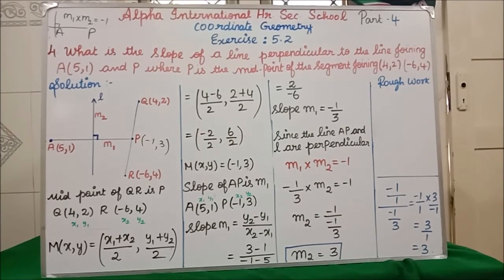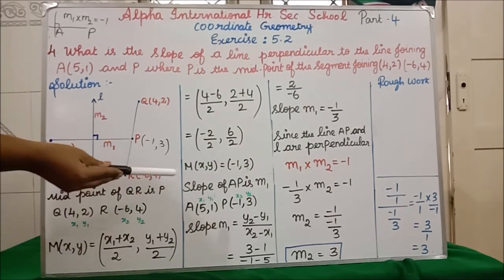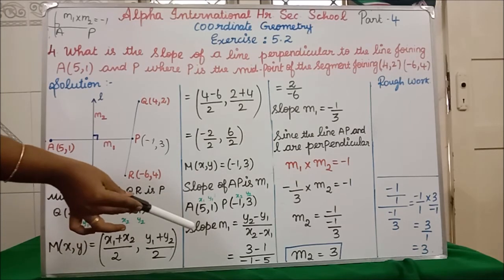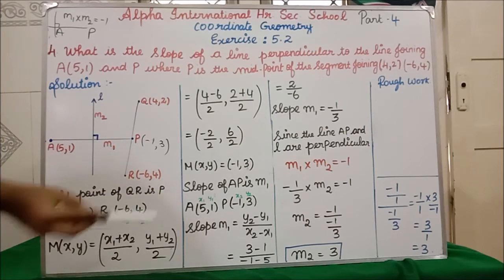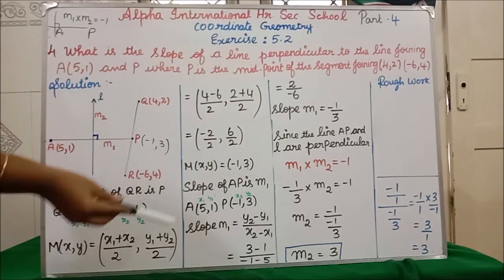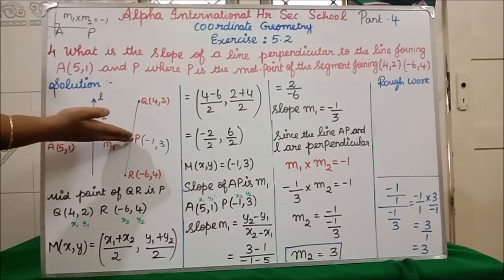See, y2 is 3, y1 value is 1, so I have written 3 minus 1 divided by x2 value, which is minus 1, minus x1 value, which is 5. In the middle of the formula we have a minus, so I have written minus. 3 minus 1 is 2, minus 1 minus 5 is minus 6. So 2 divided by 6, if you cancel, you get 1 divided by 3. Since we have a minus, the answer is m1 equal to minus 1 by 3. Now we have got the slope value.